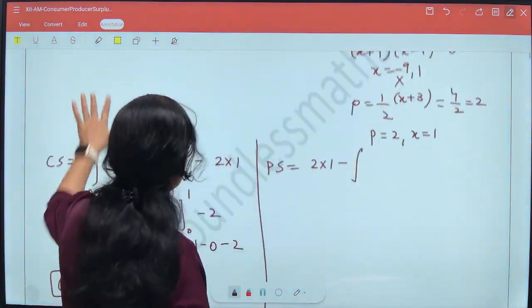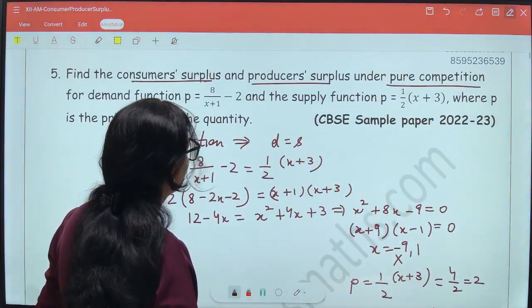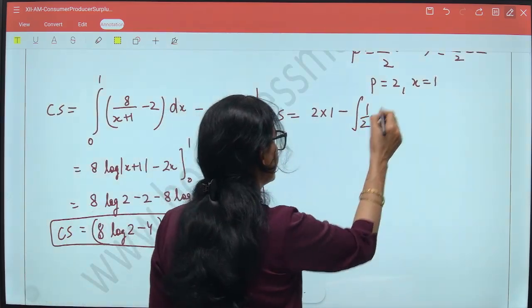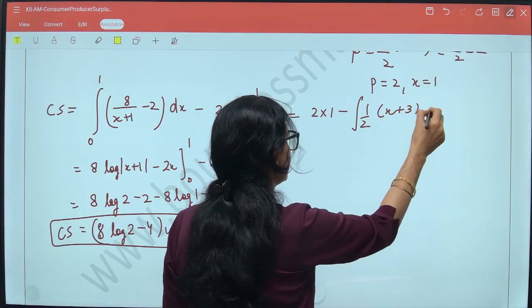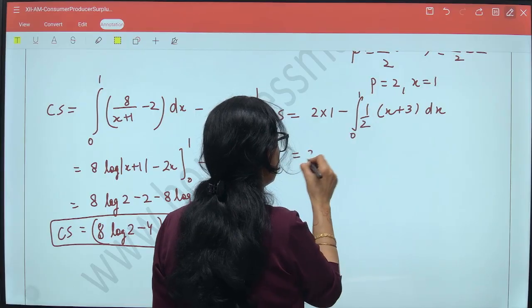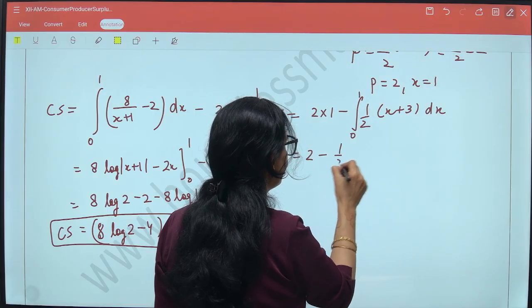Half of x plus 3, right? The supply function. So it is half of x plus 3 into dx. Limits are 0 to 1. So 2 minus, let's take half out.